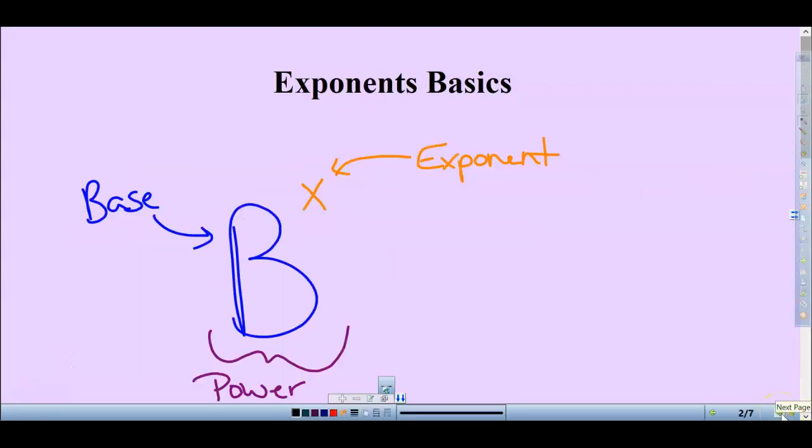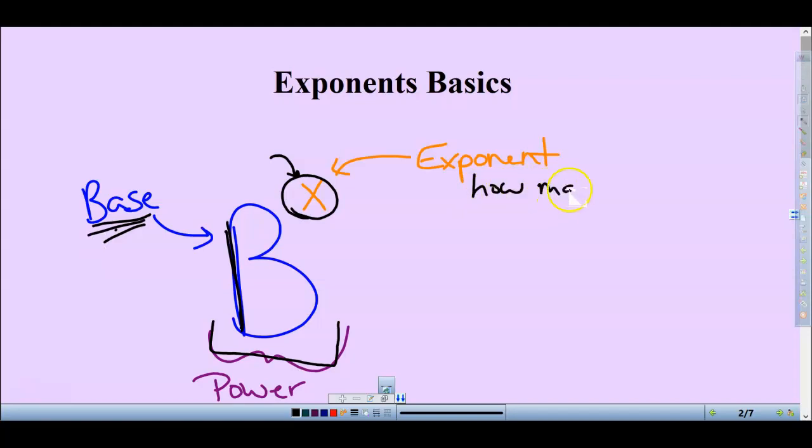Starting off with the basics of exponents, a couple things we need to know. First of all, this is an exponent. The bigger value that it's attached with or next to generally is what we identify as our base. Together, these two combined is our power. Our power is a product of our bases, okay? And the exponent tells us how many bases are being multiplied together. Okay?